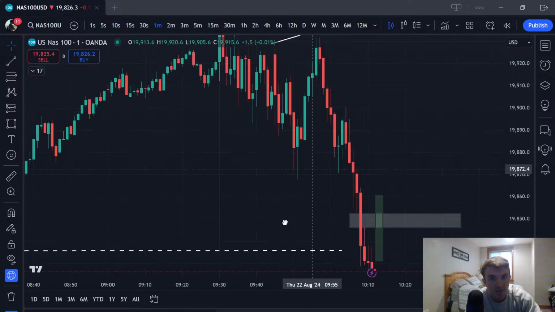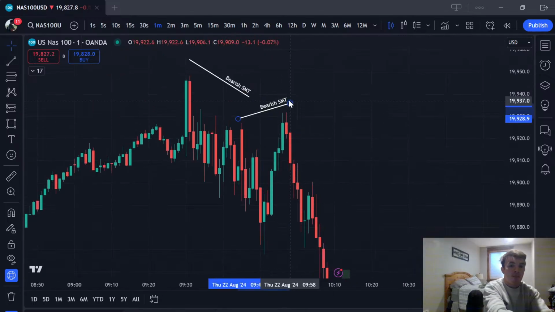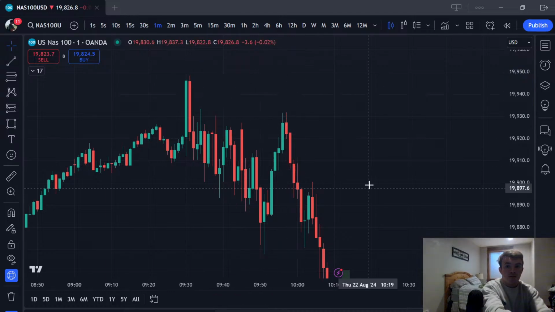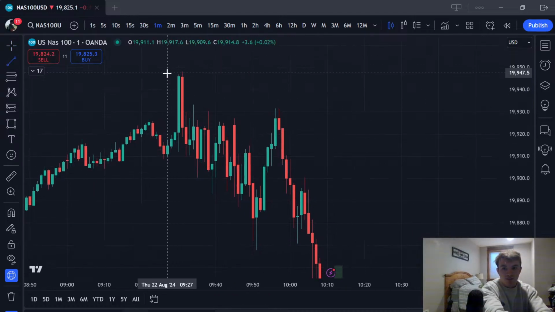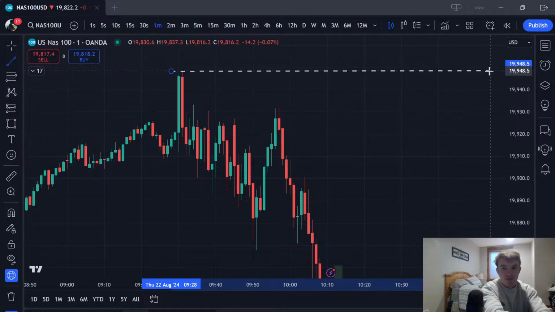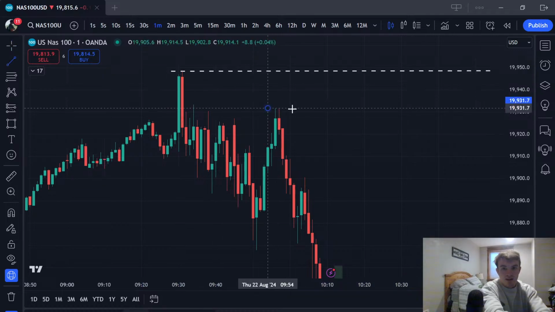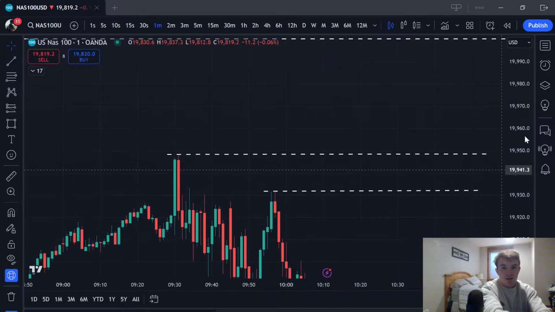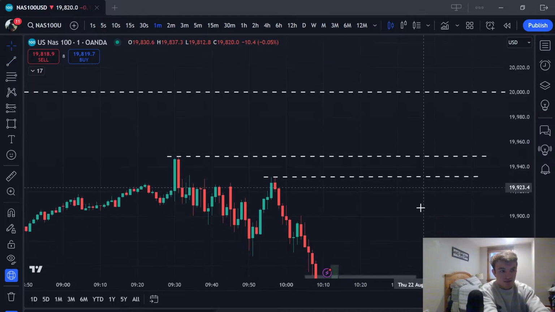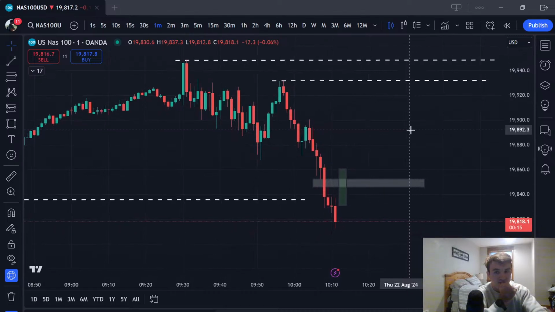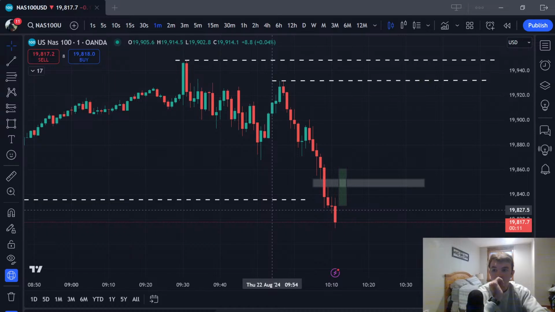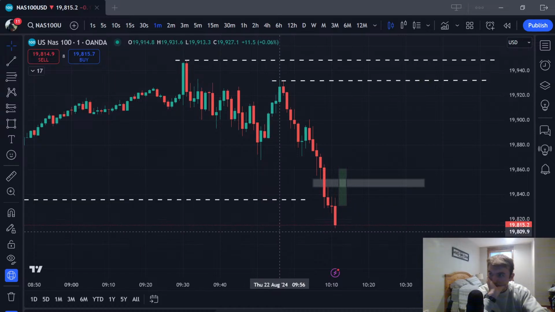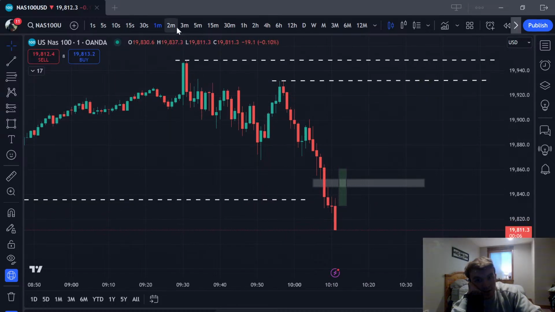And then the target is, I mean, there's lots of targets, but this high. Honestly, though, the target are these equal highs up here. If this can inverse. So now let's look at the 2 minute or the 3 minute.